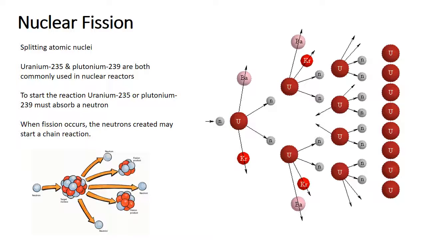The last thing that's covered in P2 is nuclear fission and nuclear fusion. So nuclear fission is the splitting of an atomic nuclei. And this is something that humans have been able to harness, and we use it in nuclear power stations. And it's really, really effective at creating huge amounts of energy. So the two things that we commonly use in nuclear reactors are uranium-235 and plutonium-239.